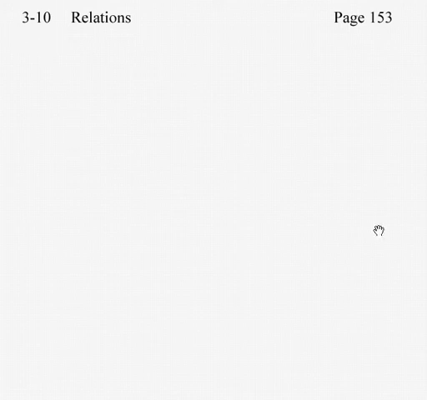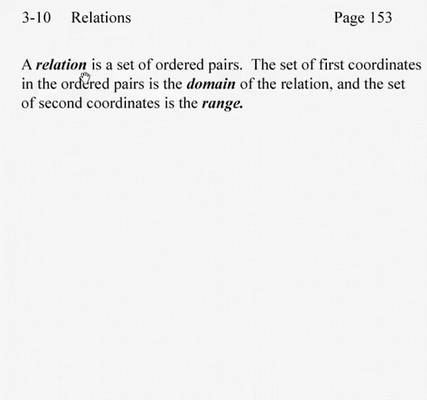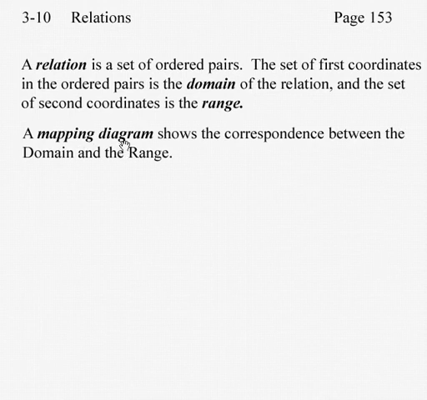Chapter 3, Section 10 is about relations. A relation is simply a set of ordered pairs, and the set of first coordinates, or the x values of these ordered pairs, is called the domain of the relation. If we look at the set of the second coordinates, or the y coordinates, that would be considered the range of the relation. We can use a mapping diagram to show the correspondence between the domain and the range.